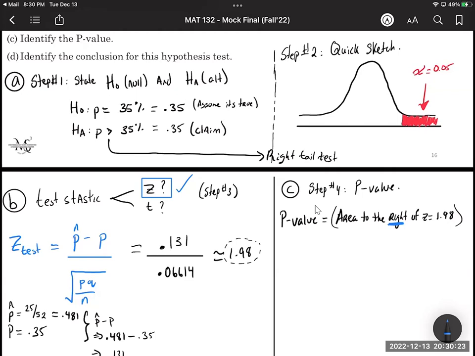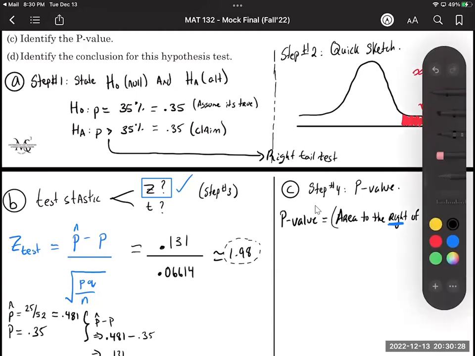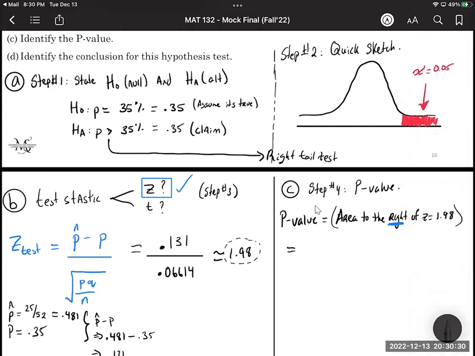To the left. So if you want to find the area to the right of the z value, you must do what? 1 minus the area to the left. That's right. 1 minus area to the left of z. Okay. So I look up what that area is from the Z table and subtract it from 1.